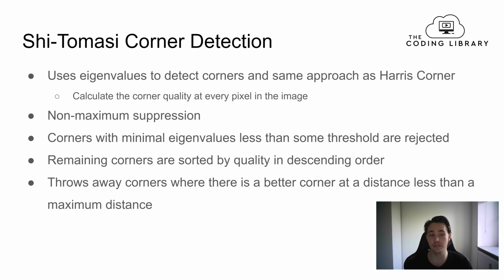This Shi-Tomasi corner detector is really good, and it takes the same approach as the Harris corner detector, using eigenvalues. We can set up some threshold, we can specify how many corners we want to detect in our image, and we can also specify the distance that we want between all of our corners in the image.